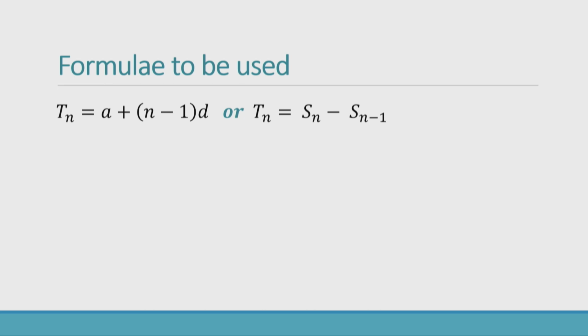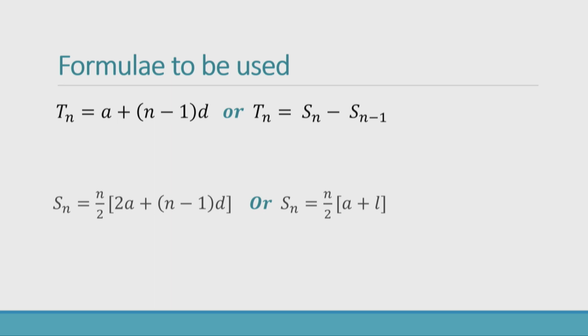Now, a quick recap on the formulas to be used. You will remember in the first lesson, we learned that Tn is a plus (n minus 1) into d. But now, we are also going to learn that Tn can be Sn minus S(n minus 1). That is, Tn will be equal to the sum of the first n terms minus the sum of the first (n minus 1) terms.